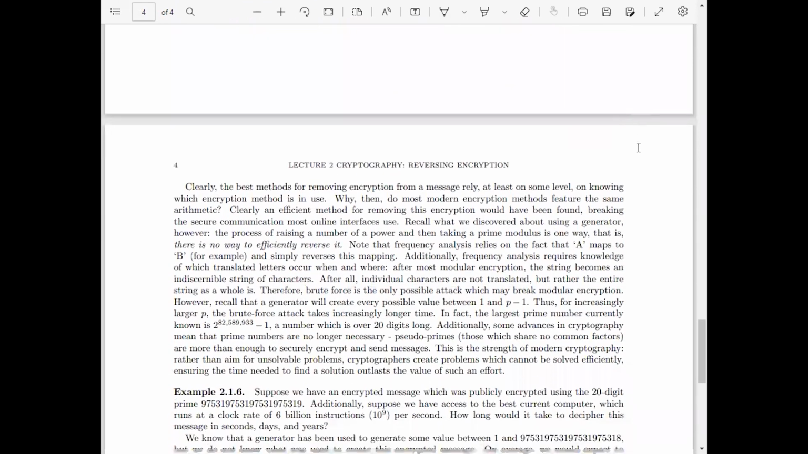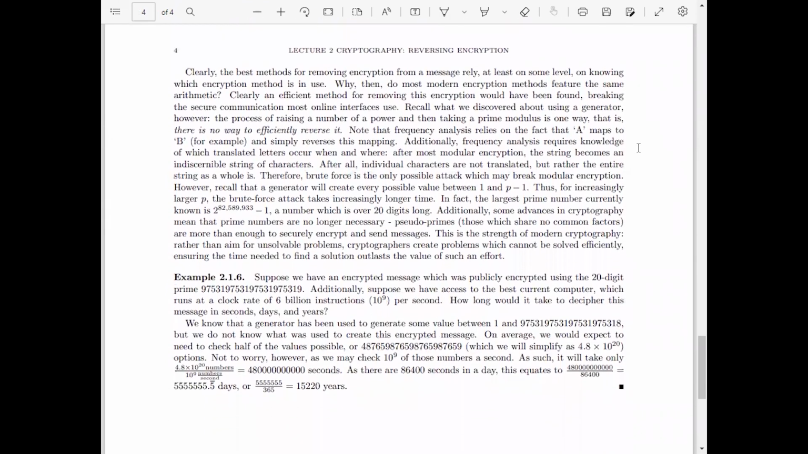So clearly, we see that if we know what method was used to encrypt a message, we have a leg up on knowing how to decrypt it the most efficiently. So most decryption would take place in 2 parts. First, we'd figure out how it was encrypted, and then we would remove that encryption.